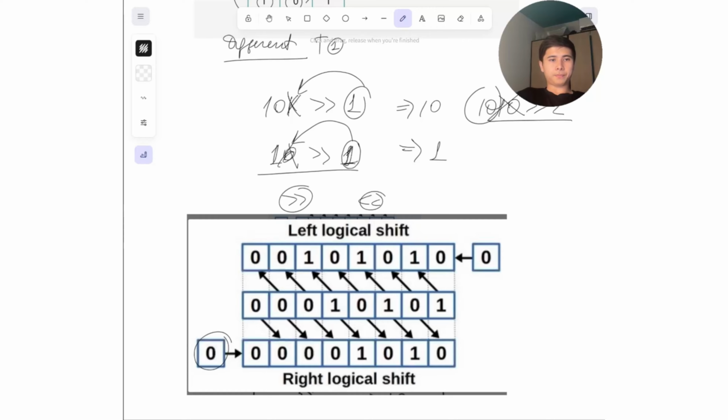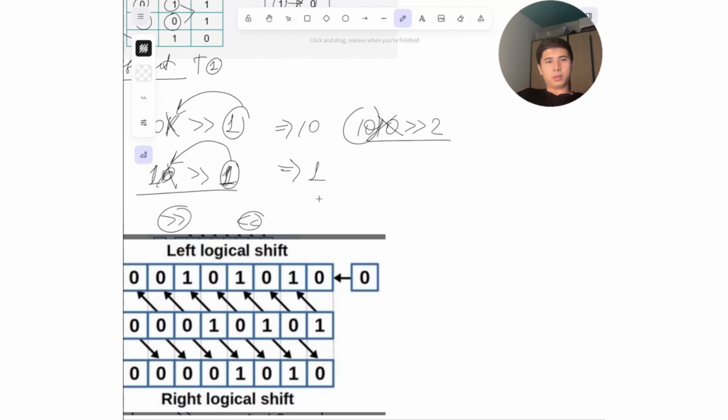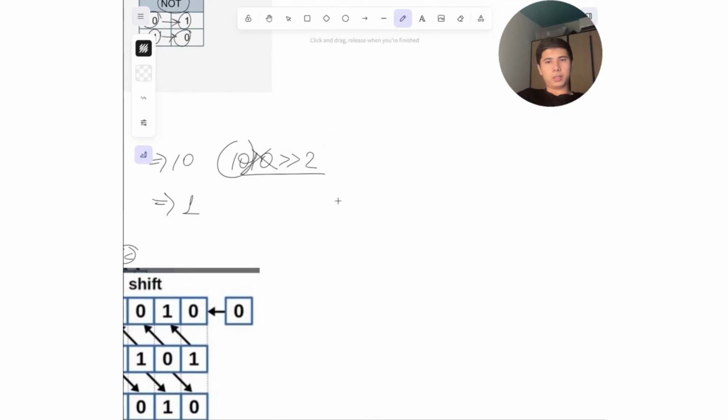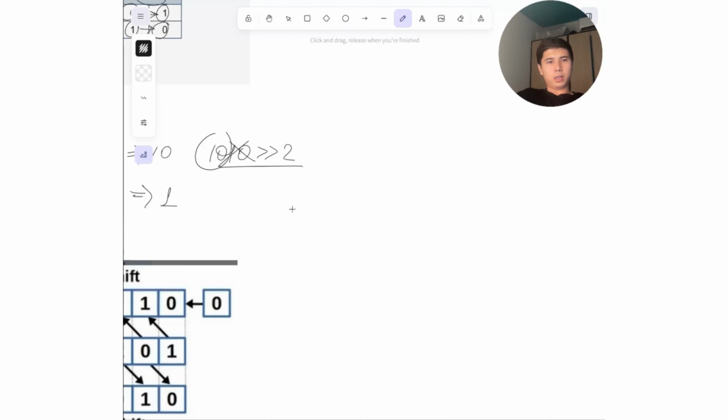Simple example. Left shift works almost the same, but in the opposite direction. It moves all bits to the left. For example, we can see here again 101. We are shifting it by just 1 to the left.